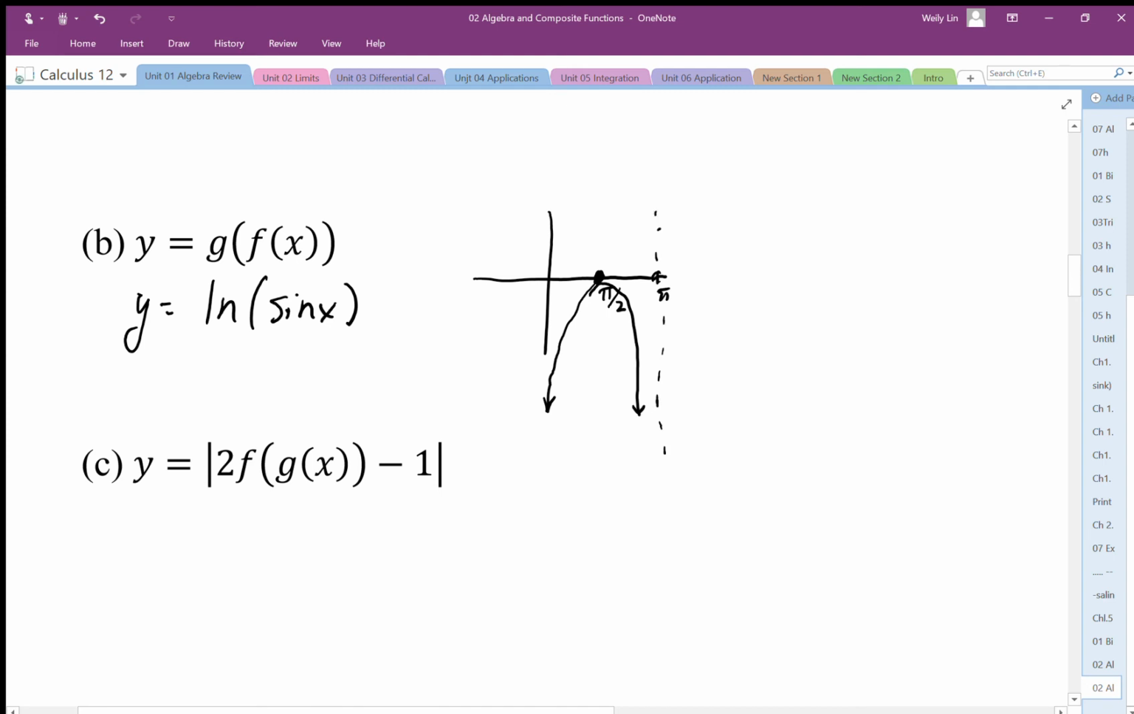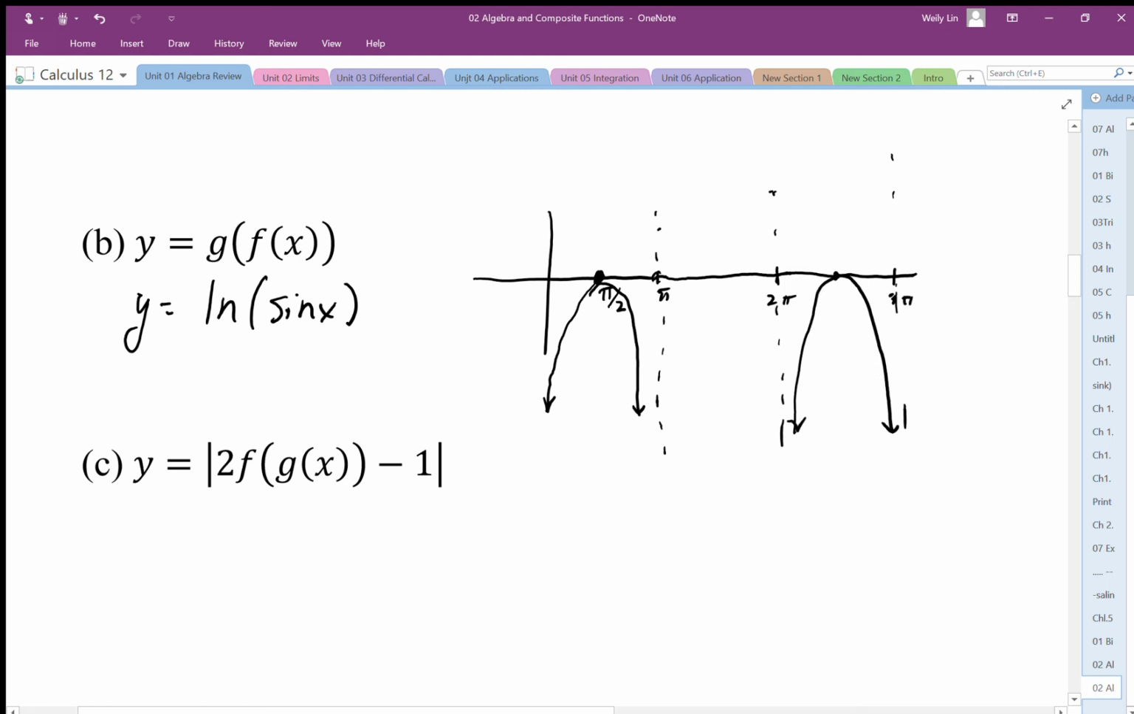Except from pi to 2 pi, we know the sine values are negative, so they don't exist. Then we're going to end up at 2 pi to 3 pi, where we're going to have the same pattern result. We're going to have an asymptote here, and it's going to graph like that.